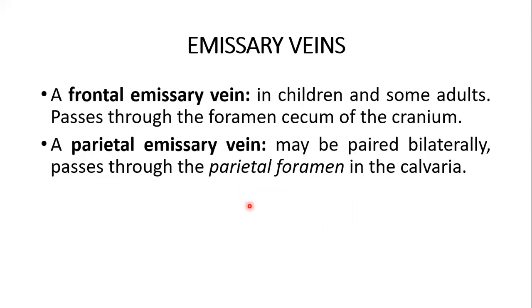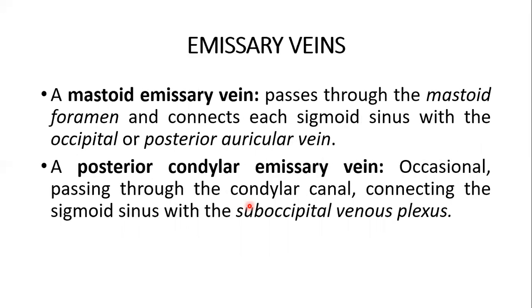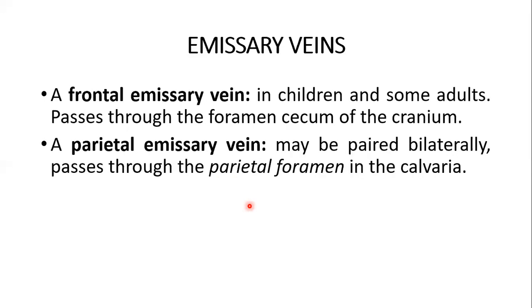So what are the commonest emissary veins? First of all, let's discuss the frontal emissary vein, parietal emissary vein, and mastoid emissary vein, right? We studied them when we studied the norma. Another, less common, is the posterior condylar emissary vein. So what is the frontal emissary vein? It is present mostly in children and some adults, and passes through the foramen cecum of the cranium. And the parietal emissary vein passes bilaterally through the parietal foramen.